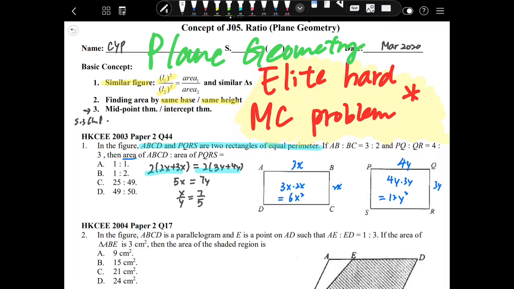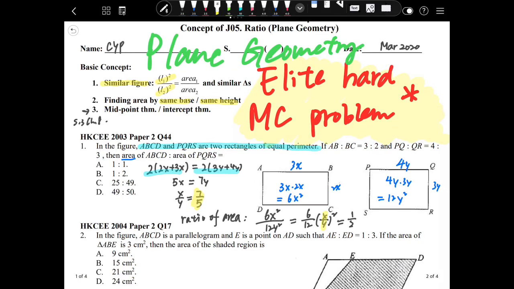For the area ratio, what we are trying to find would be 6x squared over 12y squared. Then it means 6 over 12 and then (x over y) to the power of 2. So that means 1 over 2, and I substitute 7 over 5 for x over y. So it means 7 over 5 squared. Then the final answer by calculator is 49 over 50. The answer would be D.